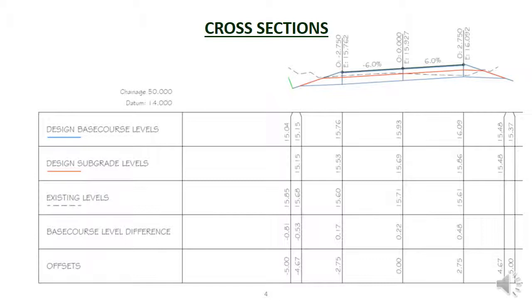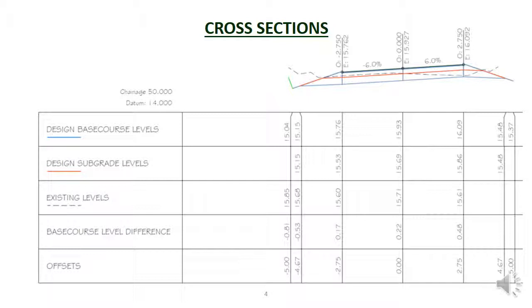So at the offset of 2.75 meters to the right of the center line, the existing ground is at a level of 15.61 meters, and the subgrade is at the level 15.86. So we need to fill in this area to lift the ground level up 0.25 meters.